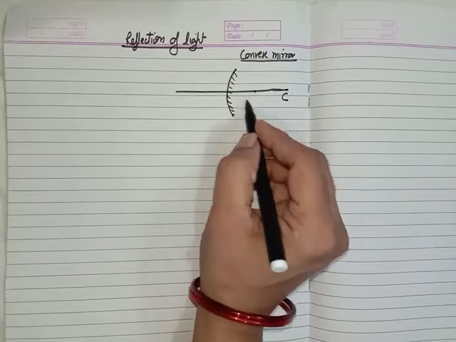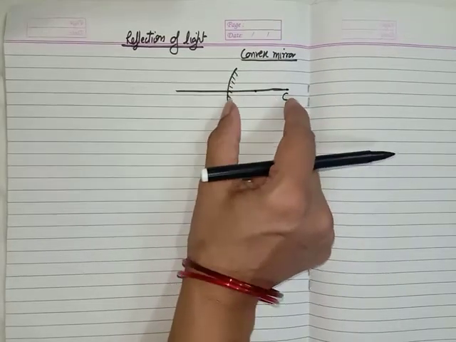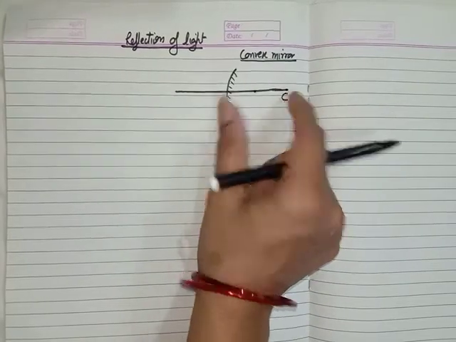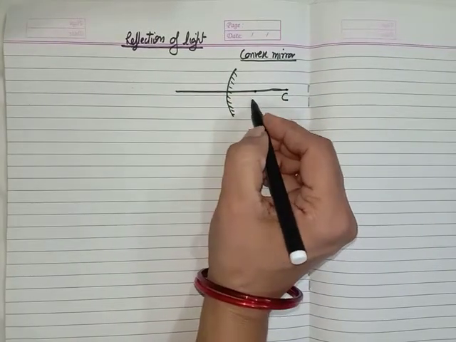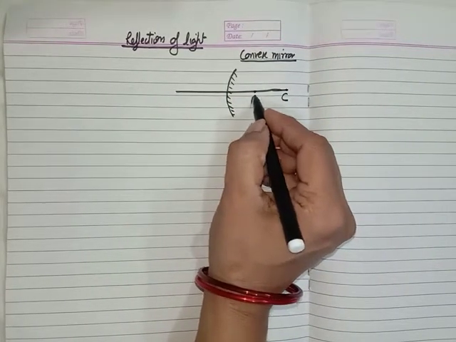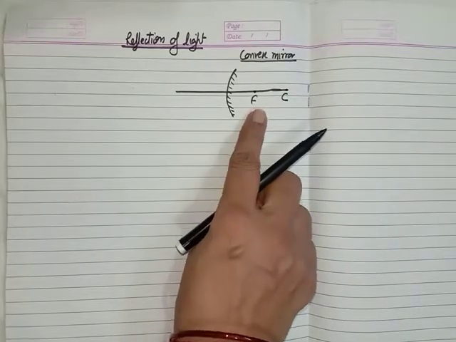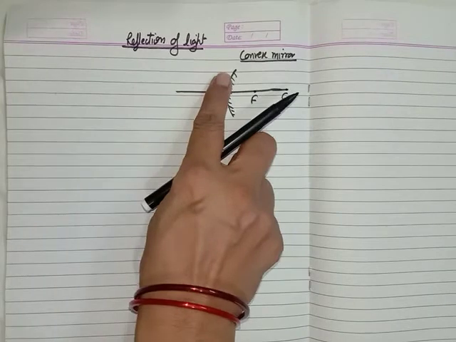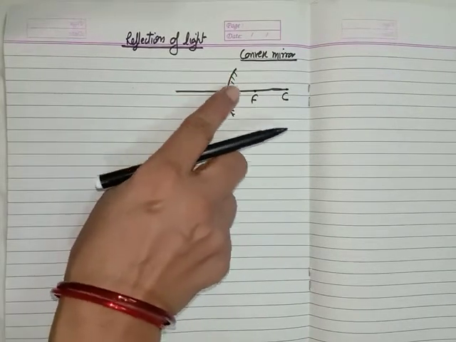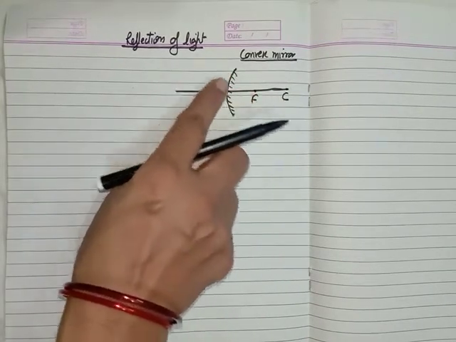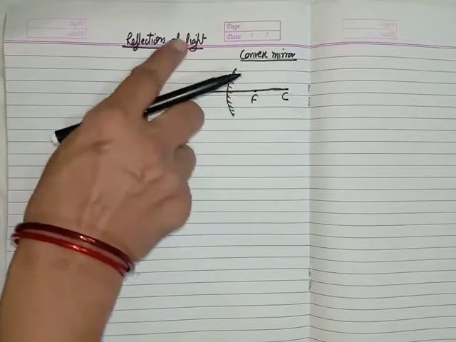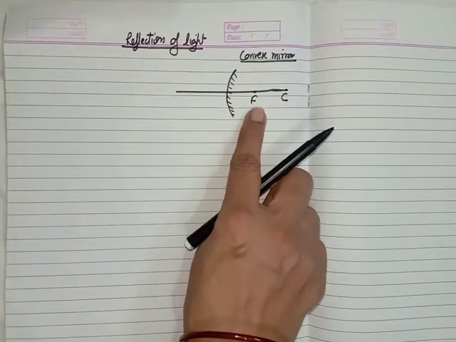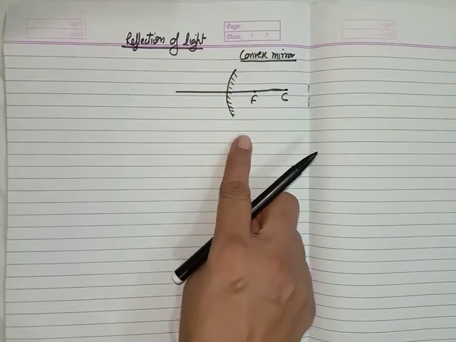At f should be the mid value of this length. Suppose the radius of this curve is 10 centimeter, then the focus should be at 5 centimeter. So this is the principal focus. As you should know, what is the principal focus? The rays which are parallel to the principal axis, after reflection from the mirror, appear to diverge from the point which is called the principal focus. So this is the principal focus and this is the convex mirror.